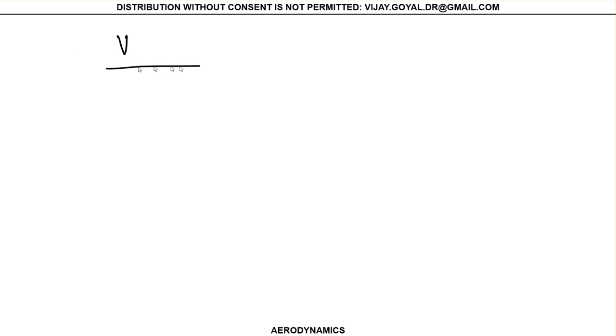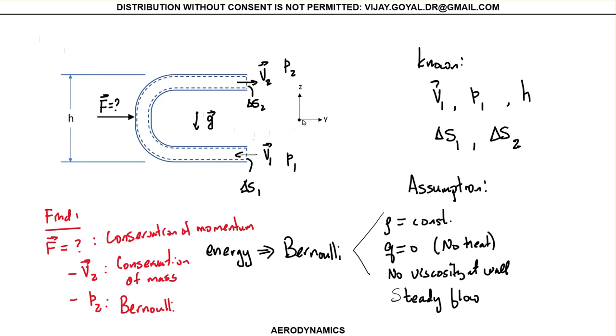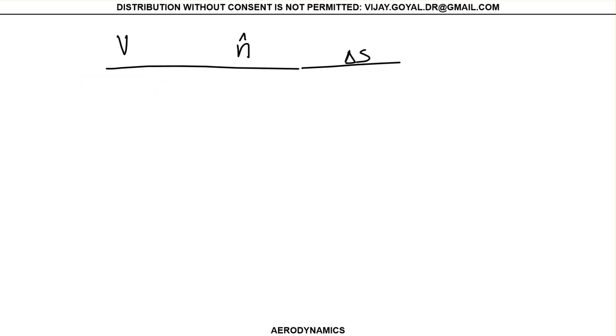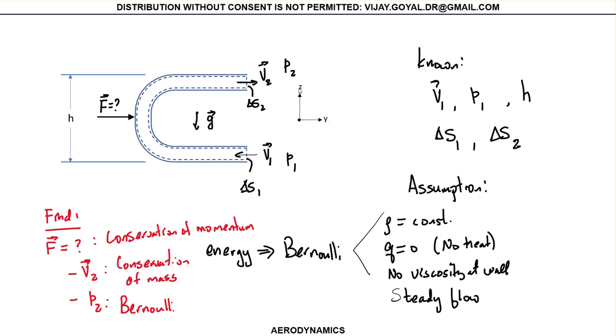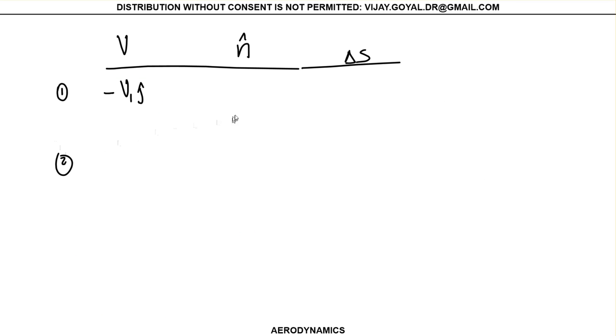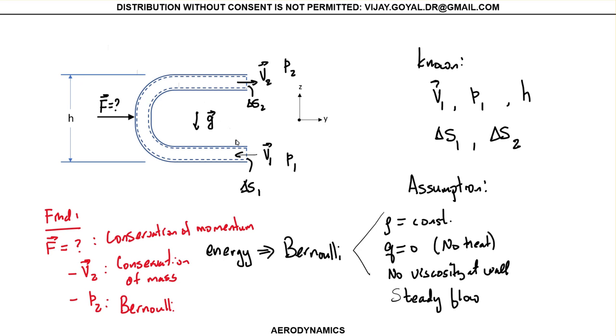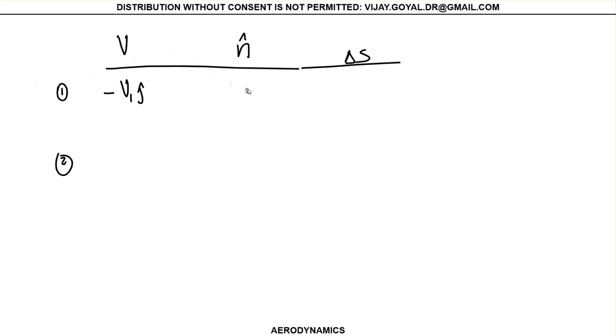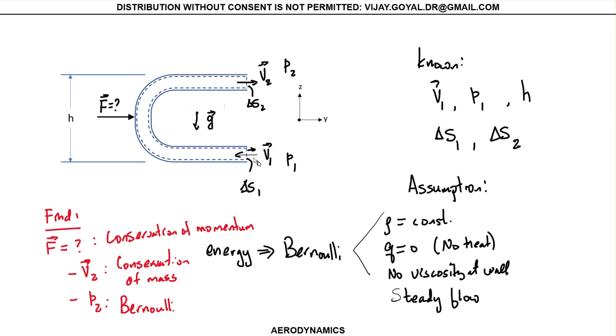So in our particular problem, let's make our table. Let's put what your V is, your n is, and your delta S is. We use our coordinate system, so this goes in the opposite direction. You have two openings, 1 and 2. This is minus V1 in the J direction; you see, this is Y and Z. The unit vector is always going outwards, in this direction. It happens to be in the same Y direction, so this is J, and this is delta S1.